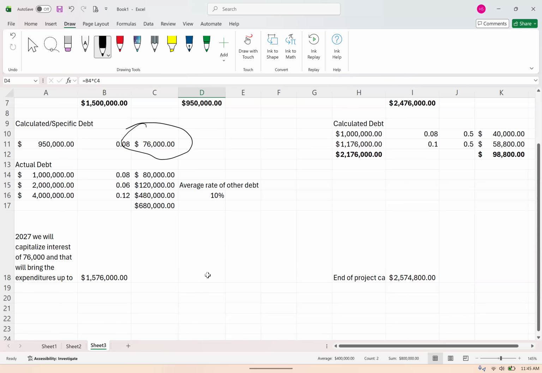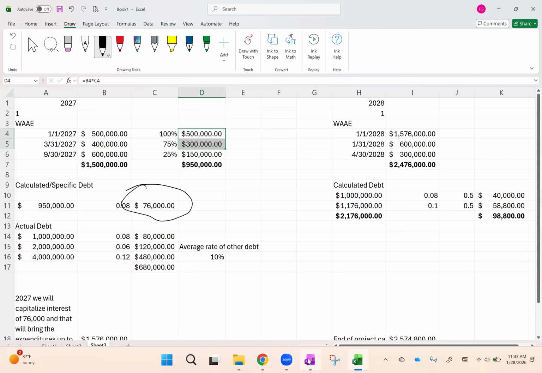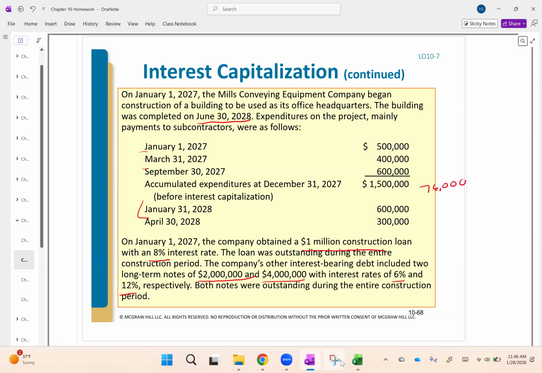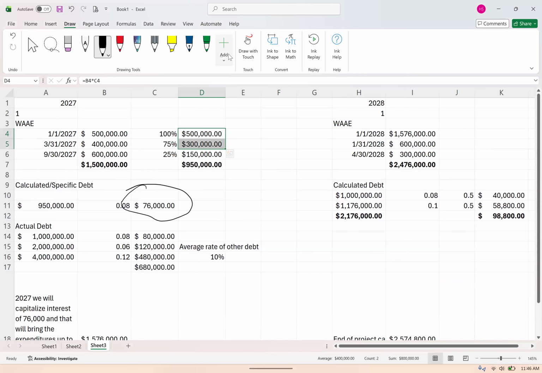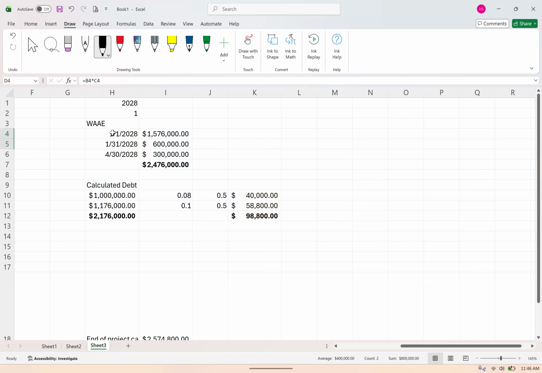Okay, so that is all for 2027. Okay, I'll jump back over here. So they give us 2028 numbers as well. They did not give us a January 1 because January 1 we just calculated. It was the 1.5 million plus the 76,000. Okay, so we had these strings of cash flows on, move it over a little bit. There we go. So we had on January 1st, the 1.5 million plus the 76, we had that. It was outstanding the entire time.